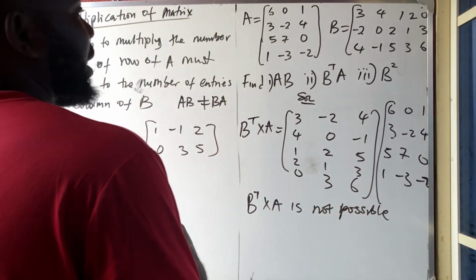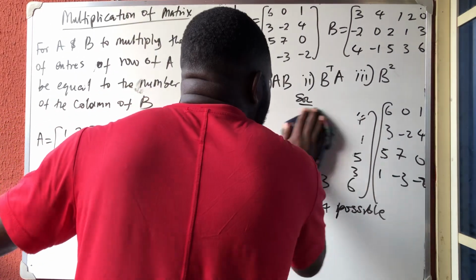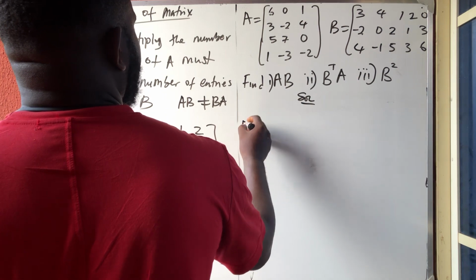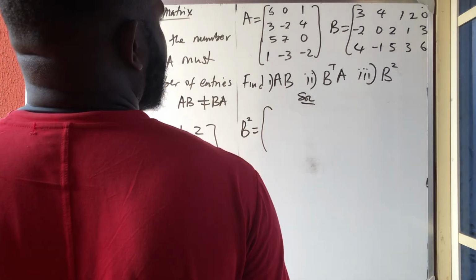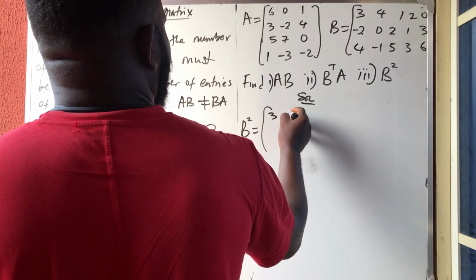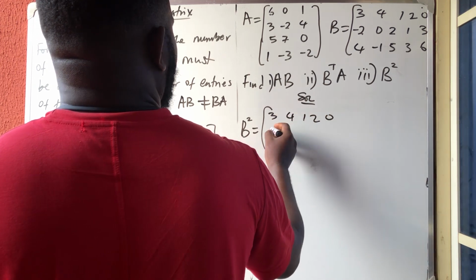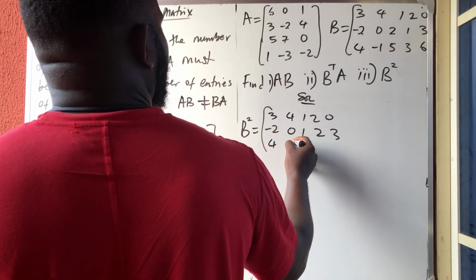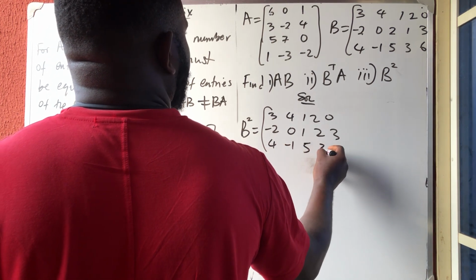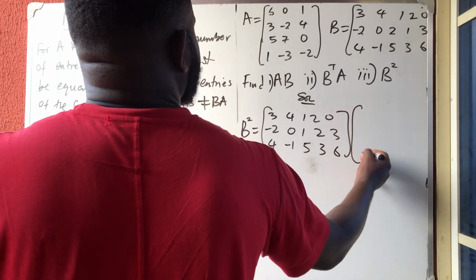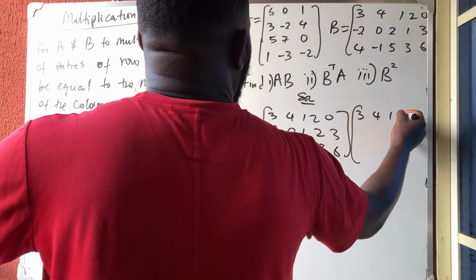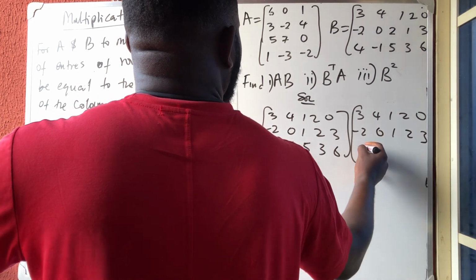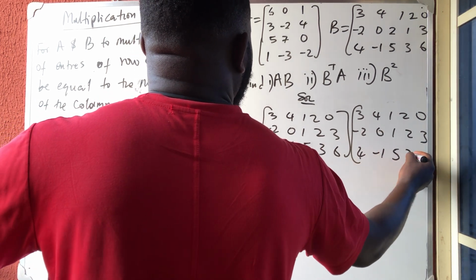Okay, so the last one said B squared. That is B times B again. B squared simply means B times itself. Look at B. That is 3, 4, 1, 2, 0, minus 2, 0, 1, 2, 3, and 4, minus 1, 5, 3, 6. Multiplying by the same thing: 3, 4, 1, 2, 0, minus 2, 0, 1, 2, 3, 4, minus 1, 5, 3, and 6.